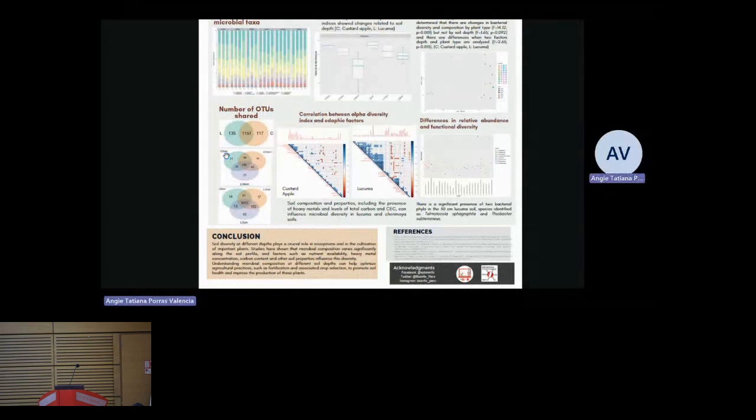In addition, the number of ASVs shared between the two plants evaluated was analyzed, and it was found that they share 1,157 ASVs in total. Specifically, 1,135 ASVs are exclusive to the lucuma plant, while 117 ASVs are exclusive to the custard apple plant. The same analysis was performed for each plant, considering the different soil depths.